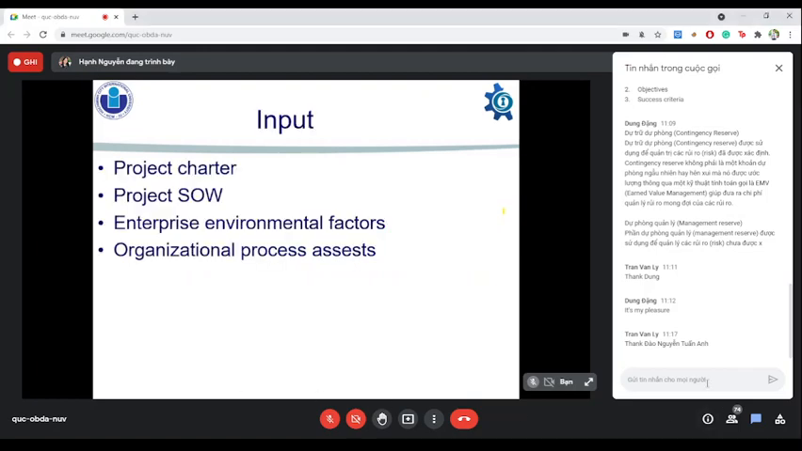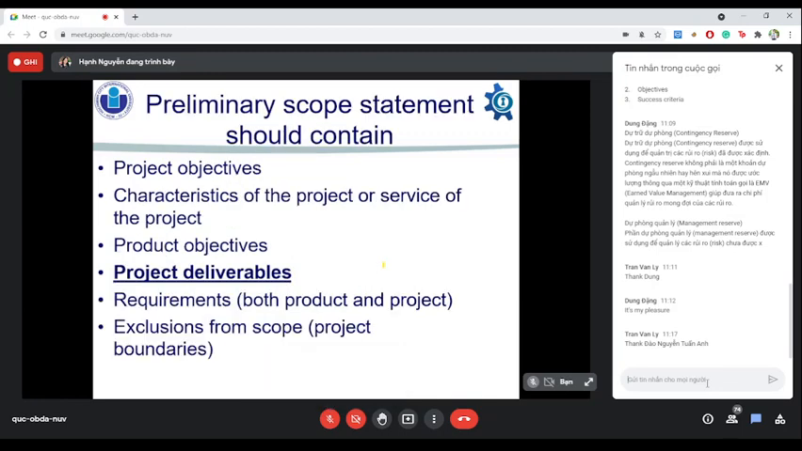So there are four inputs to the project scope statement. That is the project charter, the project statement of work, enterprise environmental factors, and organizational process assets. Because these four factors have already been introduced to you in the previous slide, I won't go into detail. So now we come to the content of the project scope statement.